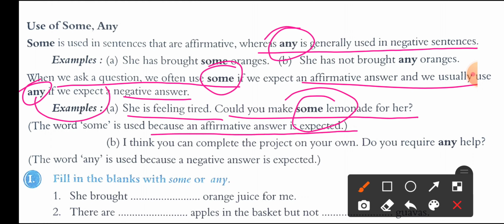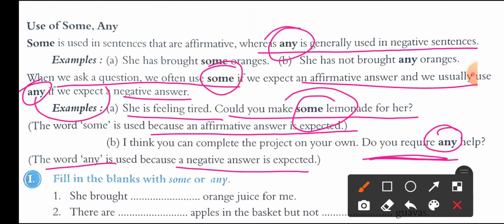I think you can complete the project on your own. So do you require any help? So any help. The word any is used before a negative answer. So that is why do you require any help here, right. अब हो सकता है कि वो ना कर दे आंसर में, तो इसलिए एनी लिख दिया. लेकिन हो सकता था कि यहाँ पे कोई ऐसा क्वेश्चन पूछा जाता जिसका आंसर पॉजिटिव ही होता.